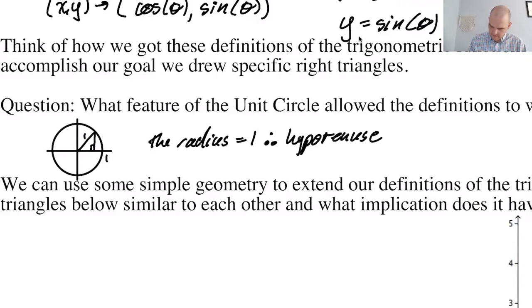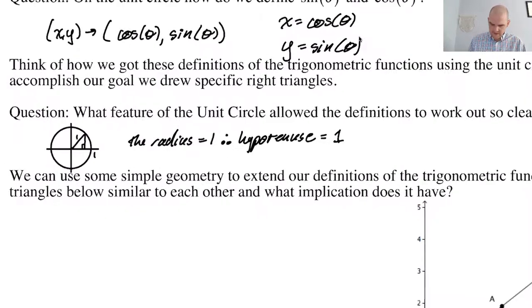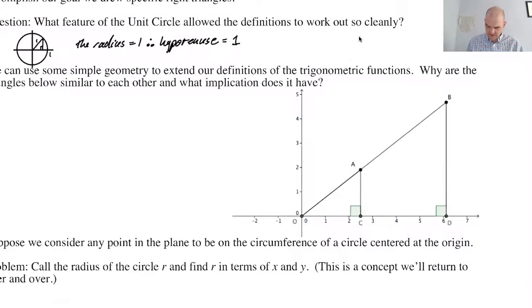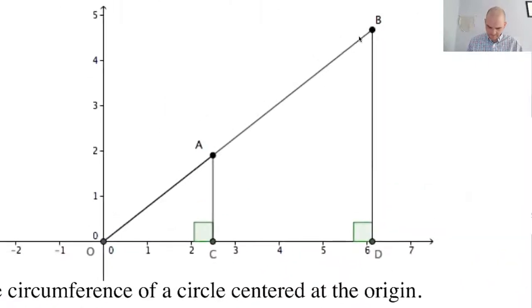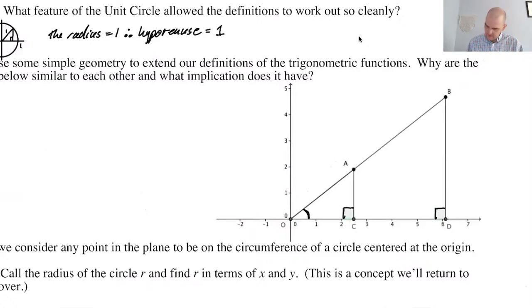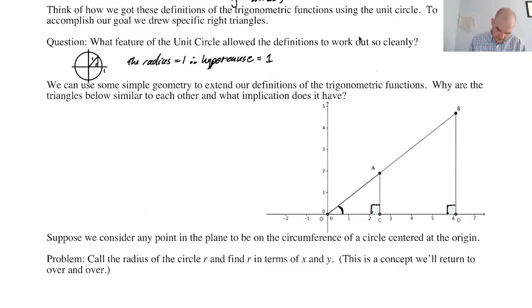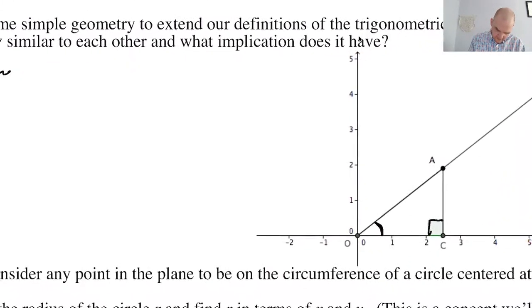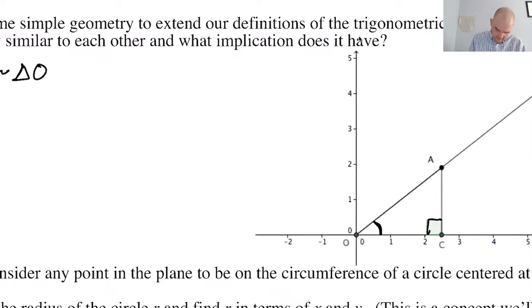So what we want to deal with is what happens if it's not 1, right? An idea that we can use is basically similar triangles. If you look at these triangles, they are similar because they share this angle and they both have right angles, which means that the triangles, what should we name these? Triangle ODB is similar to triangle OCA. O is for the origin. You pretty much always do that.